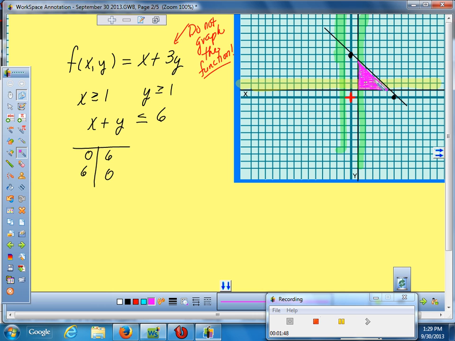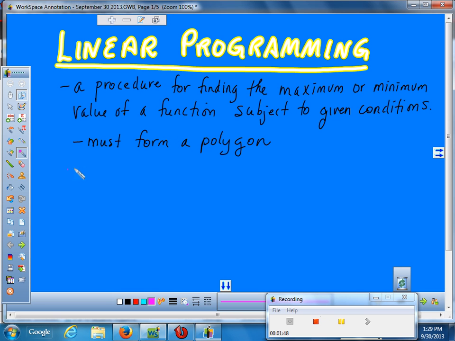What do I mean by vertices of a polygon? Look at the corners. If you're going to have maximum and minimum values, it'll always occur at the vertices on that particular polygon. So that's another thing to write. So you test the vertices for the maximum and minimum values.